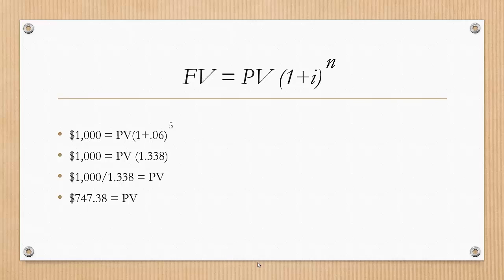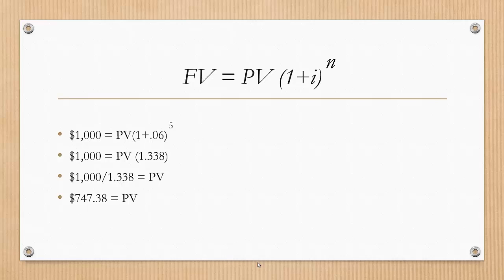So this is what it would look like. $1,000 becomes our future value. Now we're trying to solve for PV, our present value. You can see 1 plus 0.06, that's because we're assuming 6% interest in this example, and n is 5 for 5 years. So 1.06 to the power of 5 is 1.338. We're going to isolate PV, so it's going to be 1,000 divided by 1.338, which is $747.38. So what this means is that you would give me $747.38 today, and I would return $1,000 to you in 5 years.